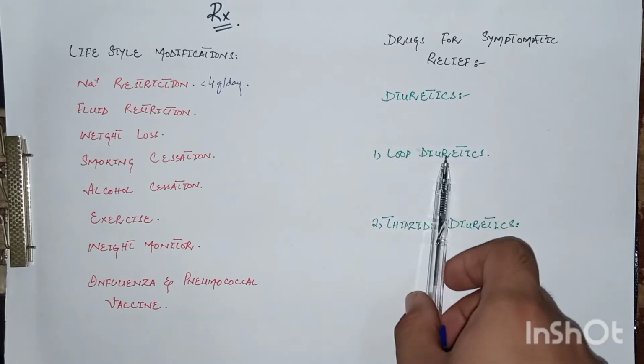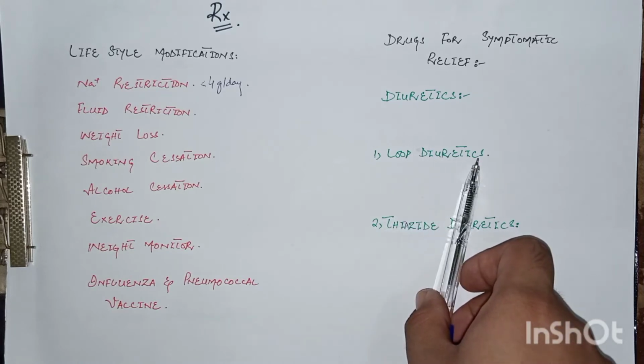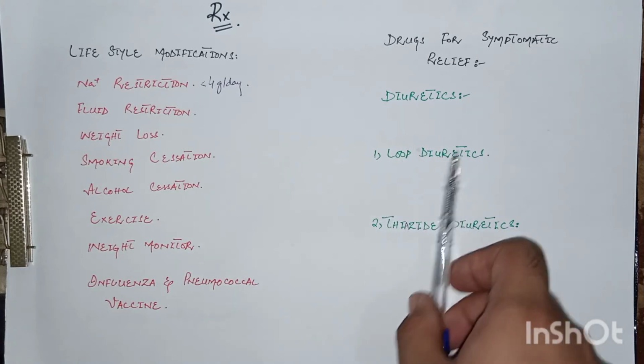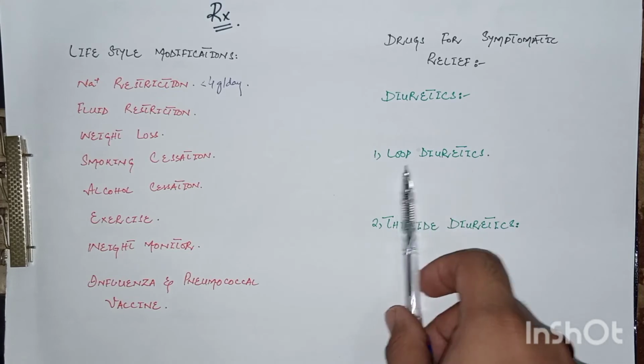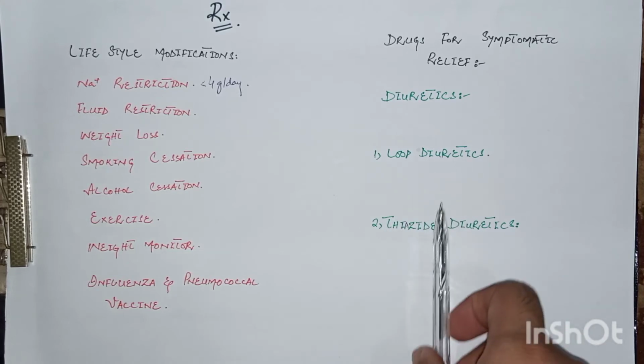These include the loop diuretics, that is furosemide and bumetanide. These are more potent, and less potent drugs are thiazide diuretics, which include hydrochlorothiazide. The side effect of both these diuretics is hypokalemia.